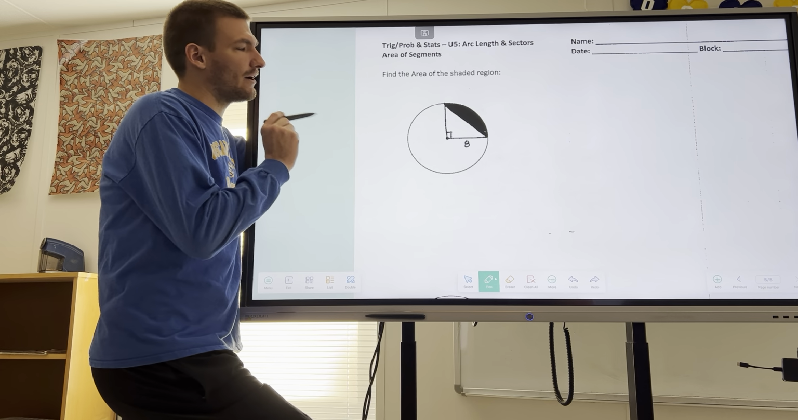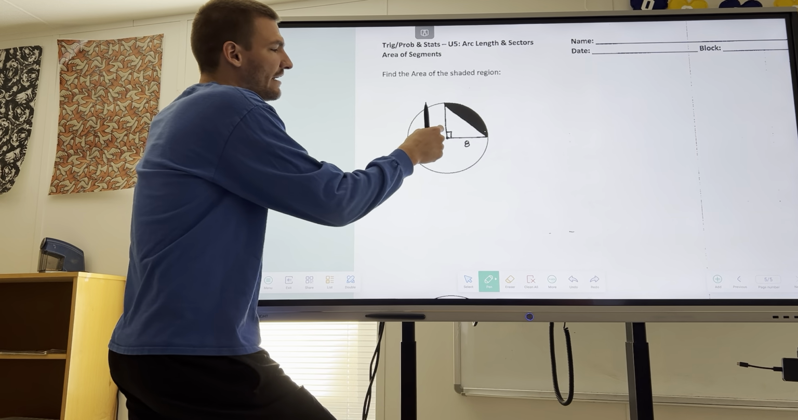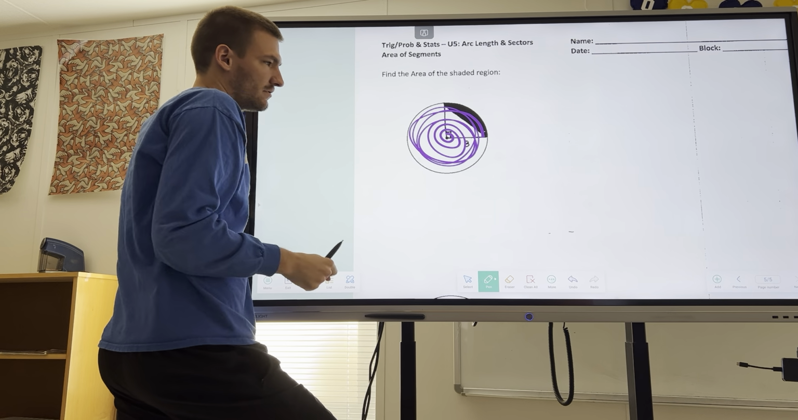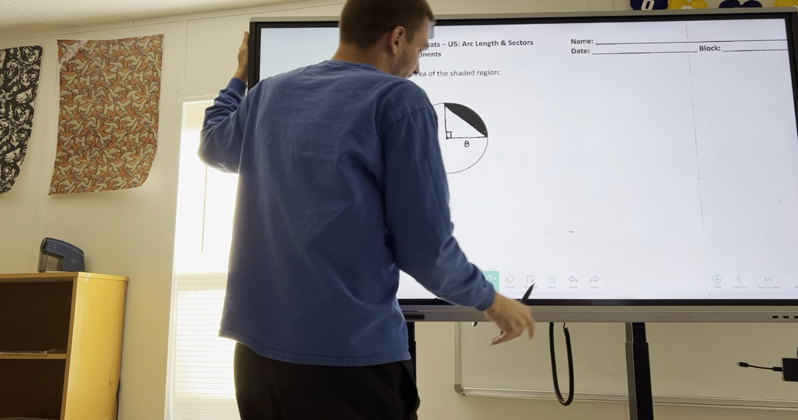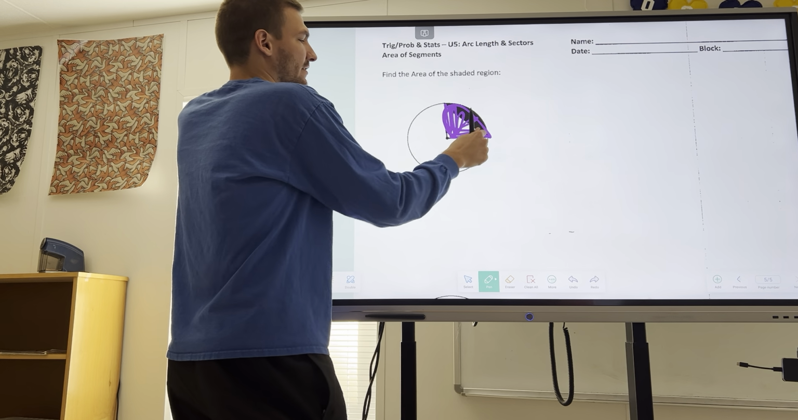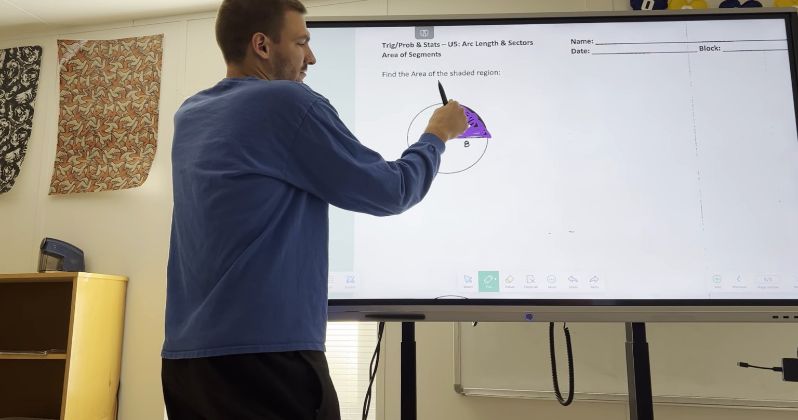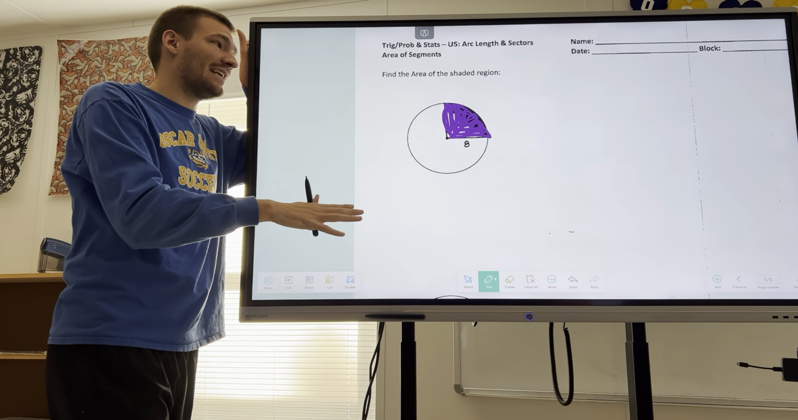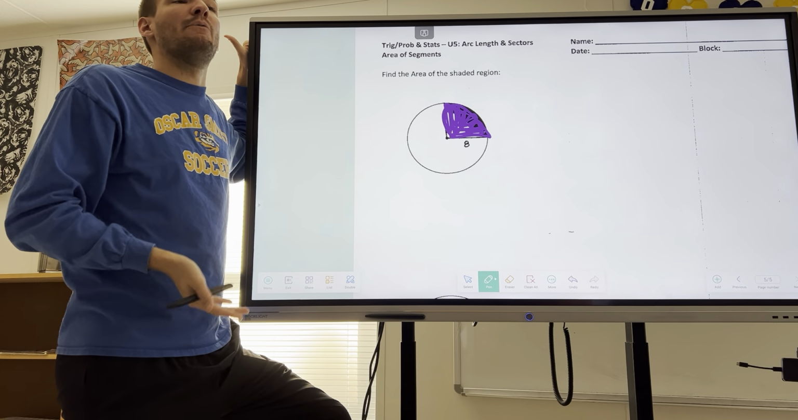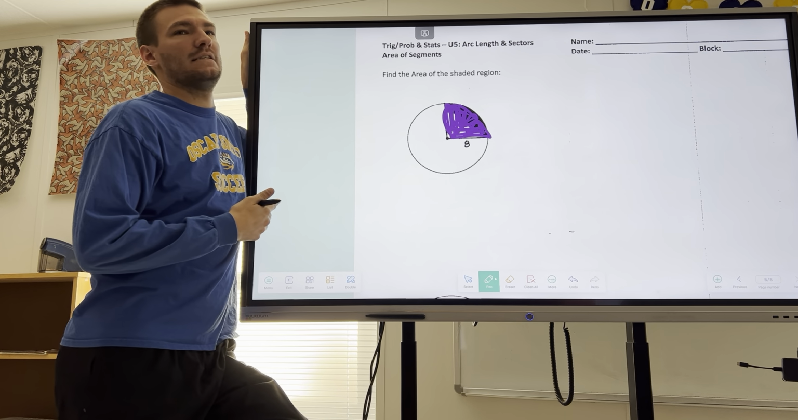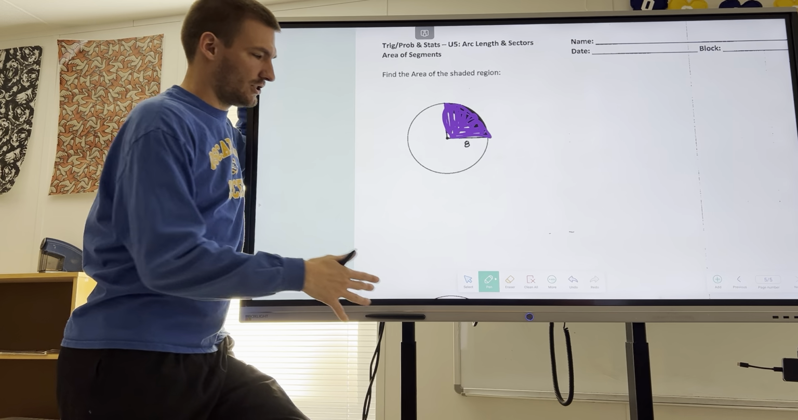Okay, so think about this. If we do the whole circle, is that too much or too little? Too much. That's too much, alright? If we do the whole quarter of the circle, is that too much or too little? Too much. So what we need to do is take that, but it's too much, and we need to use a subtraction to take away whatever is too much.